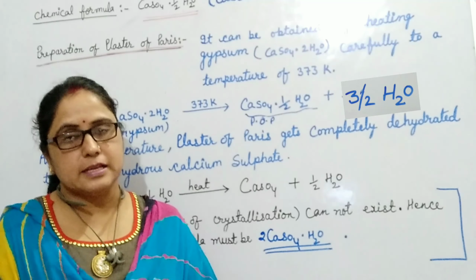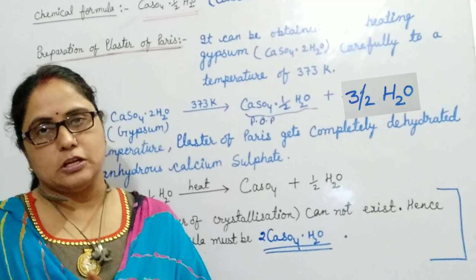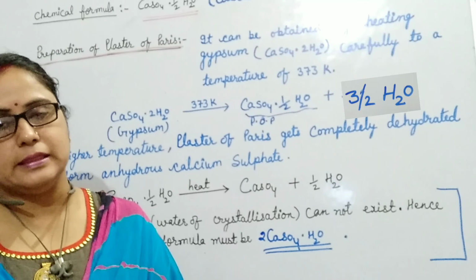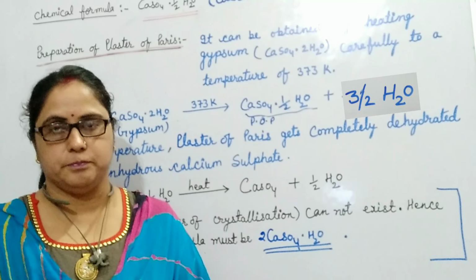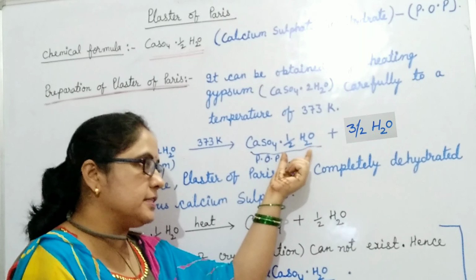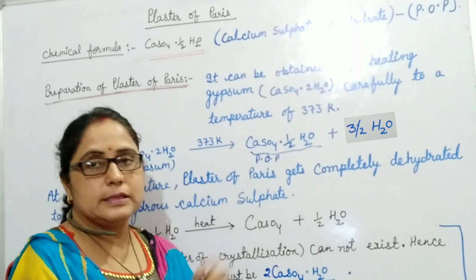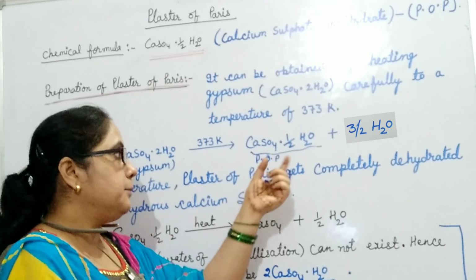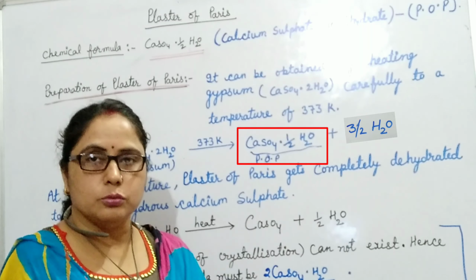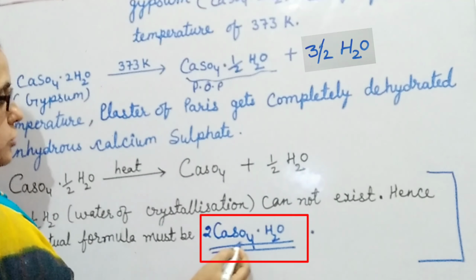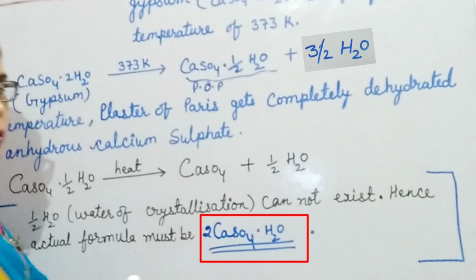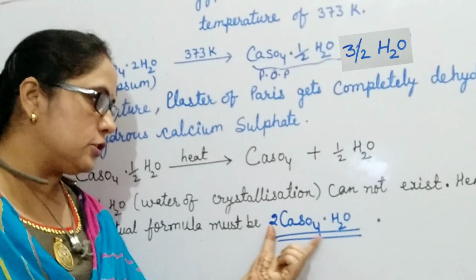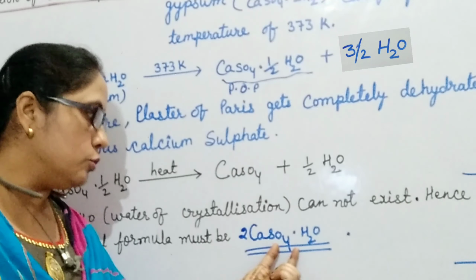It is clear that we get the plaster of Paris by heating gypsum at a particular temperature, that is 373 Kelvin. Half water molecule, which is present in the plaster of Paris, cannot actually exist. In actual, when we multiply this whole formula by 2, we get 2 CaSO4 into H2O. So, this is also the formula of plaster of Paris, that is 2 CaSO4 into H2O.